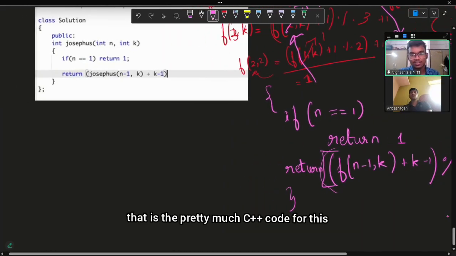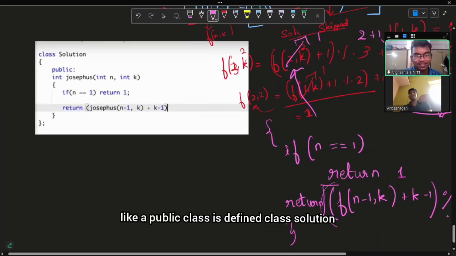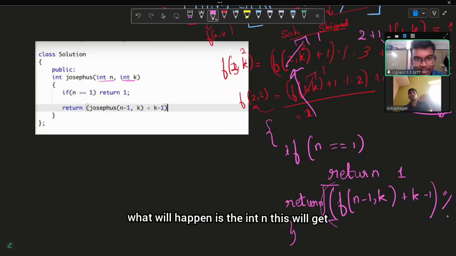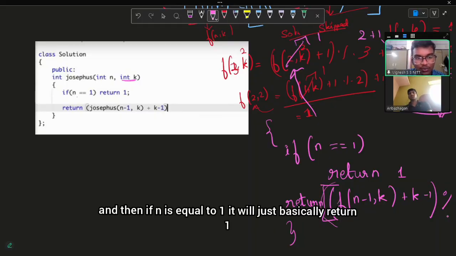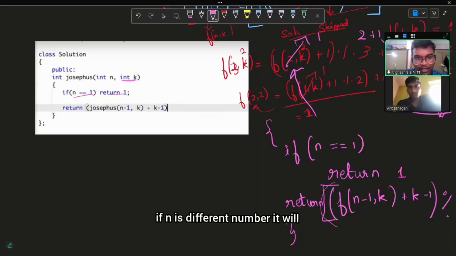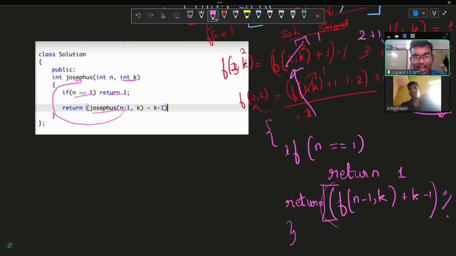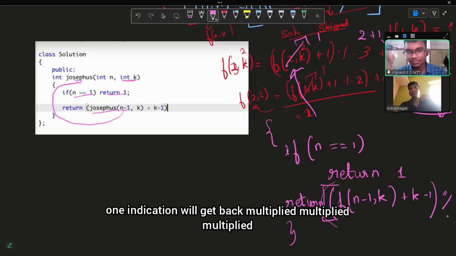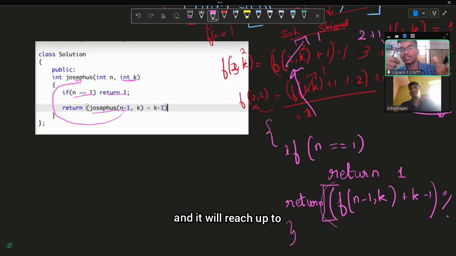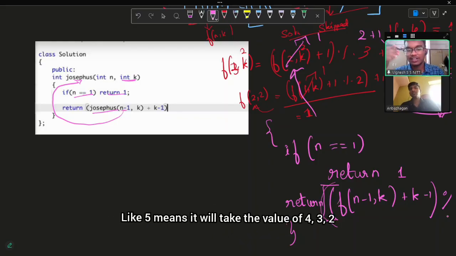That is pretty much the C++ code for this. A public class, class Solution, is defined. The function takes int n and k as input, and then if n is equal to 1, it will just return 1. If n is a different number, it will call n minus 1. So n minus 1 will be called back here, and it will check if n is equal to 1, else n minus 2 will be called, and it will go on until n is equal to 1 is reached. Then n equal to 1 will be substituted in the back equation, and the equation will work back up to the end point. Like 5 means it will take the values 4, 3, 2, 1, and then we will do the calculation and give the answer.